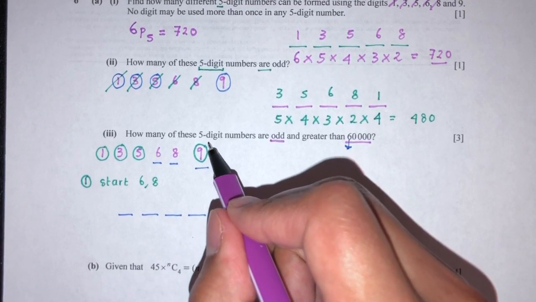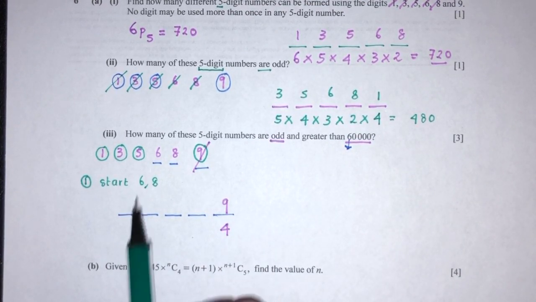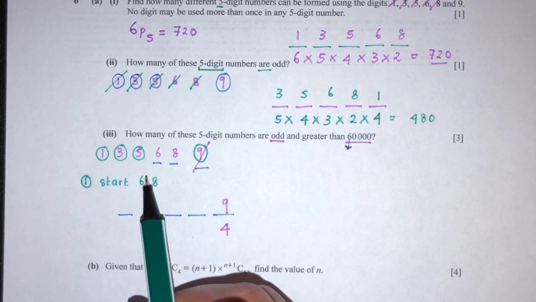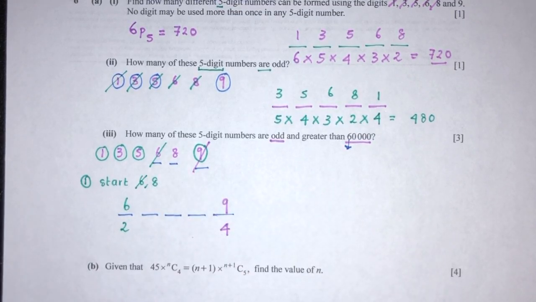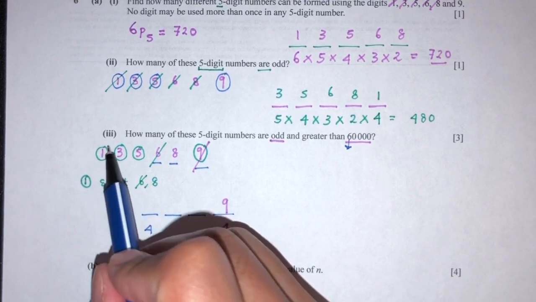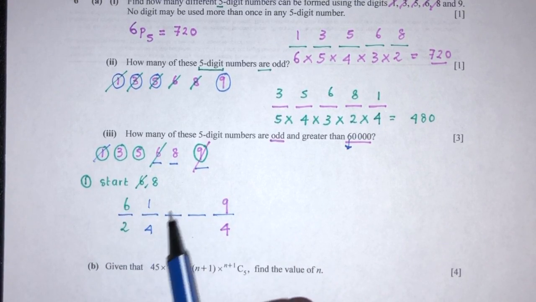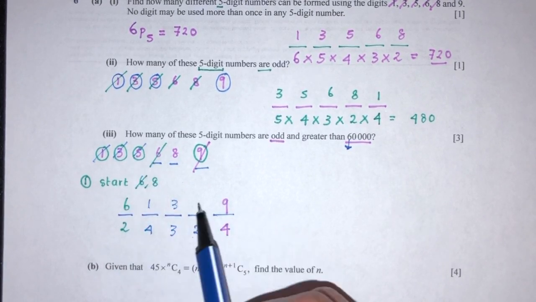Let's say we choose 9. Now in this case we have 2 options to start. Let's say we choose 6. Now 6 is gone and 9 is gone. For the rest, for this one I will have the remaining 1, 2, 3, 4 options. Let's say we choose 1. This one I will have 1, 2, 3 options left, and then 2 options. Say we choose 5.